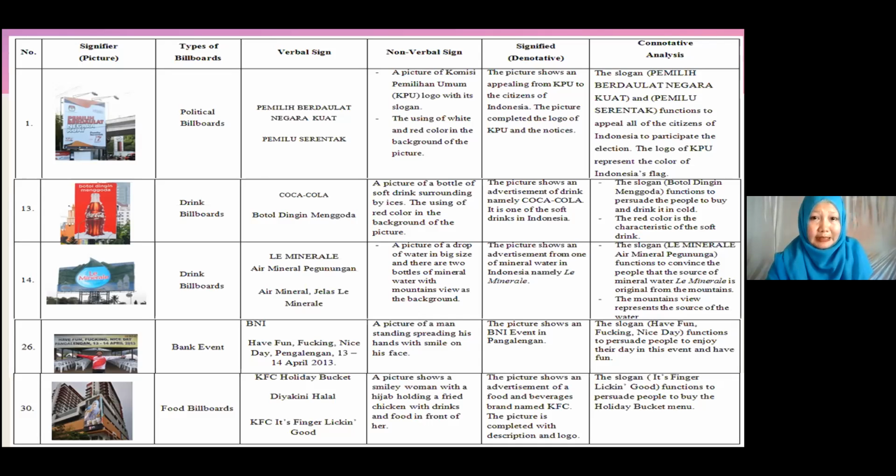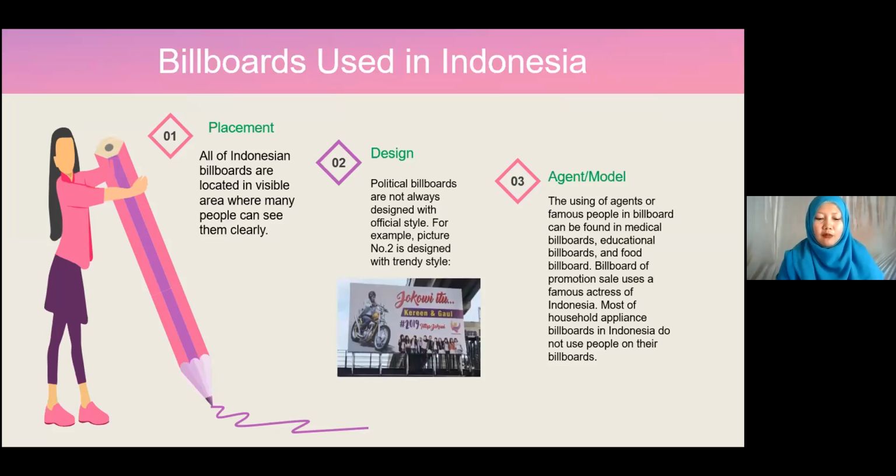The billboards used in Indonesia, we can see also from the three aspects before. The first is placement. Same as the Malaysian billboards, all of the Indonesian billboards are located in visible areas where many people can see them clearly. And for the design, we found one case where political billboards are not always designed in an official style. For example, billboard number two in Indonesia is designed with a trendy style that follows the development or hot headlines in society. For example, in the picture, Jokowi used Dylan style in his political billboards.